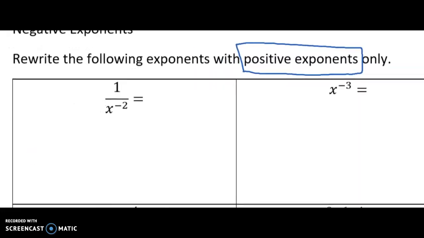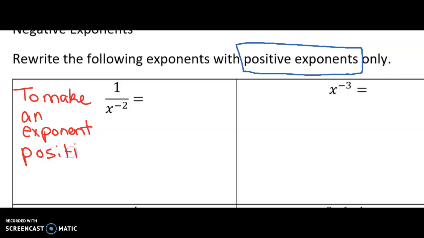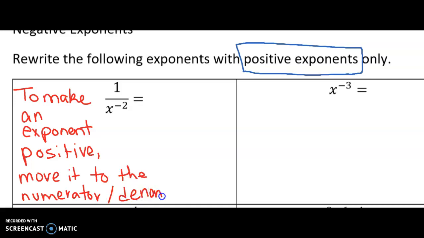So let's look at number 1. We have 1 over x to the power of negative 2. To make an exponent positive, again, if I'm writing this down, you probably should be too. Make sure you put this in your notes. So to make an exponent positive, move it to the numerator, which is the top. Or if it's in the numerator, you move it to the denominator. So you just move it up and down, depending on where it is. Denominator. I think I forgot an N right there. Yep. So let me spell that again, denominator. There we go. All right.